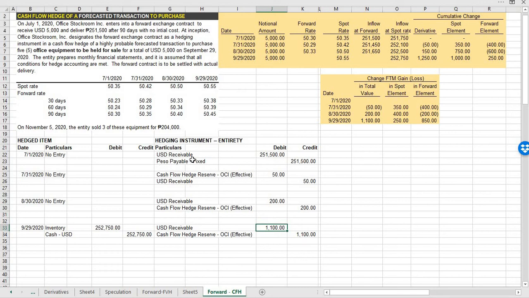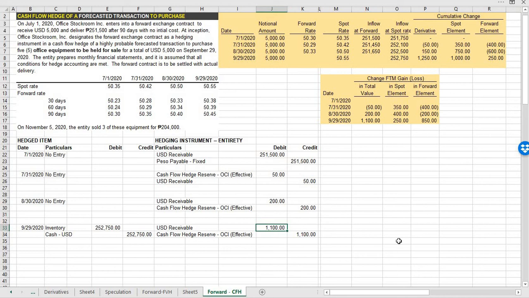Bakit ko nasabi? Kasi ang ating derivative is positive, 1,250. So, ibig sabihin, asset to. So, kung asset to, ibig sabihin, mas malaki yung inflow na marireceive natin kaysa sa outflow na ilalabas natin. At ang difference nilang dalawa ng inflow at outflow is 1,250.